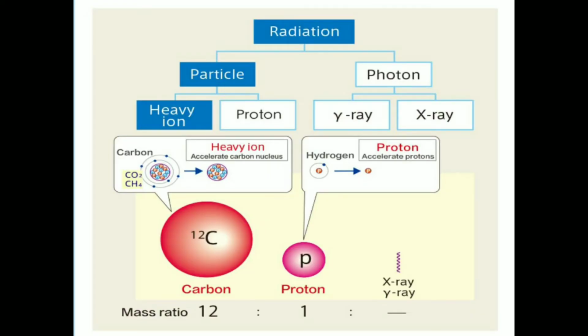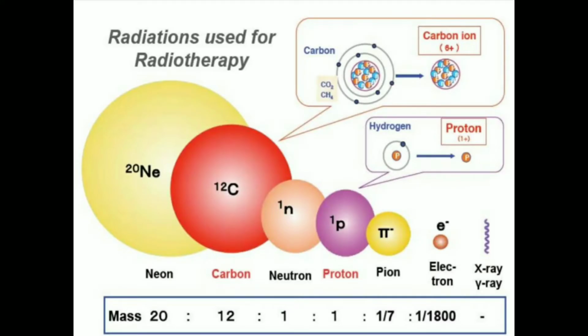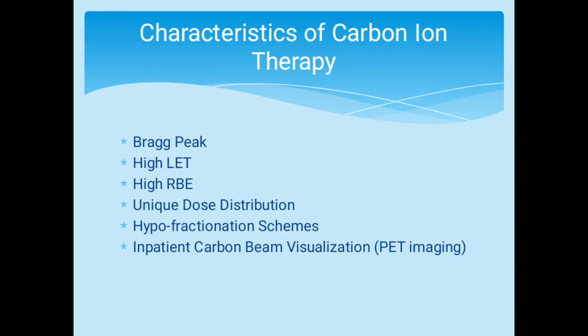These are some radiations which are used in the treatment of cancer, like X-ray, gamma ray, electron, pion, proton, neutron, carbon, and neon.